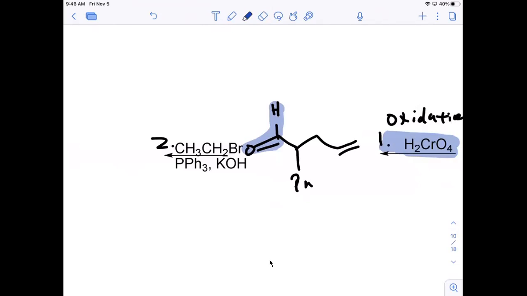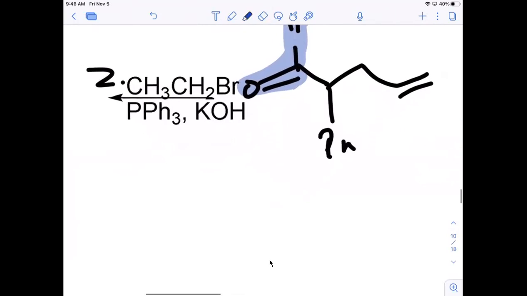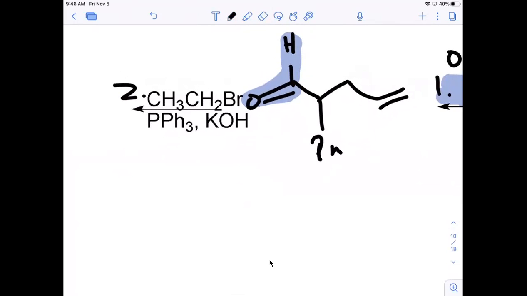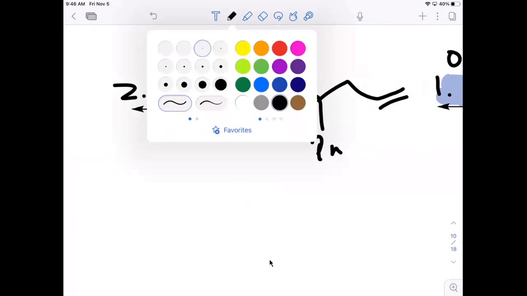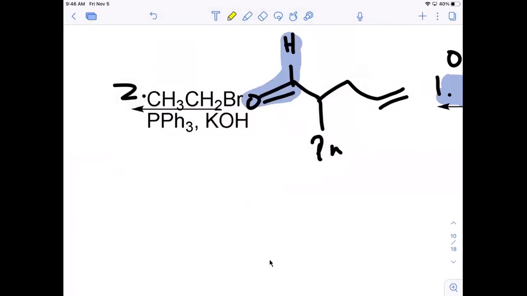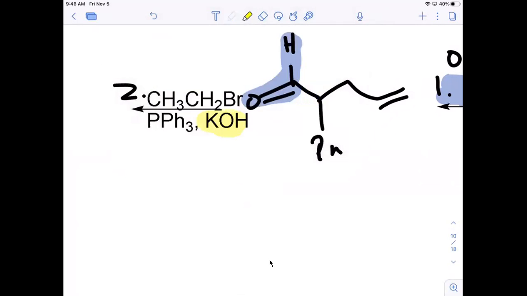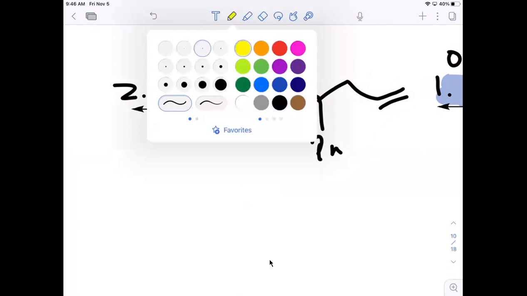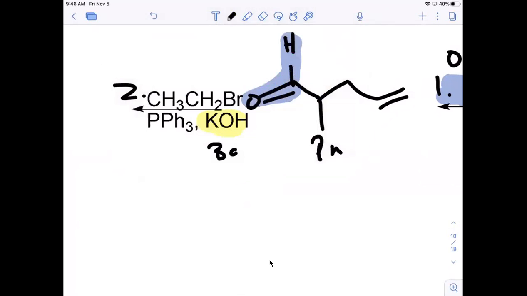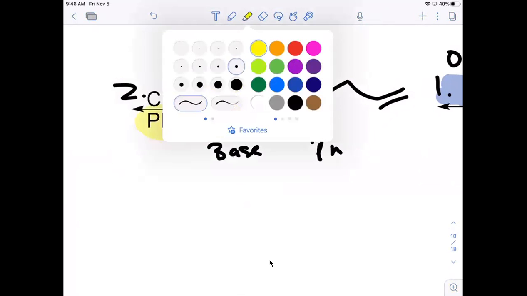This is the Wittig. And you can tell that because you have all the ingredients. I hate to say ingredients because it's not like cooking, but you've got all the reagents. You've got potassium hydroxide, which is your base. And remember when we first started talking about the Wittig, I told you what to look for. You've got a strong base, you've got triphenylphosphine, you also have an alkyl halide.